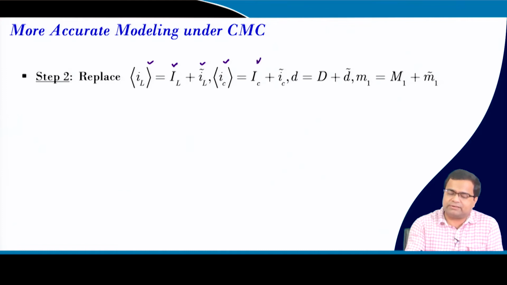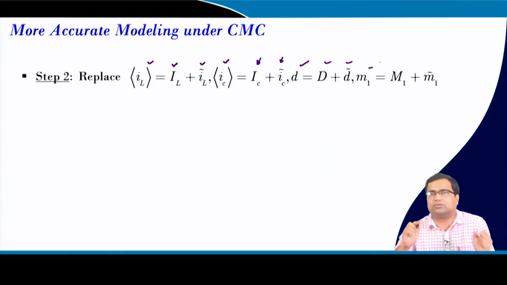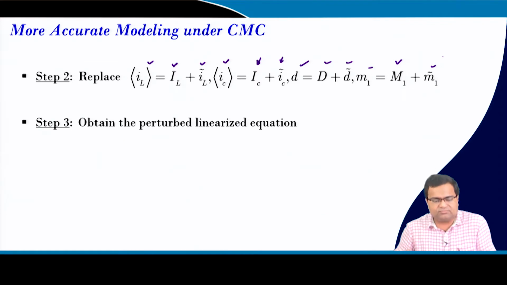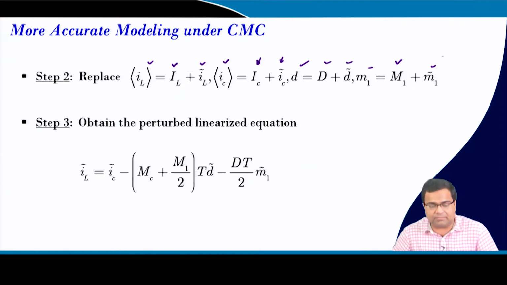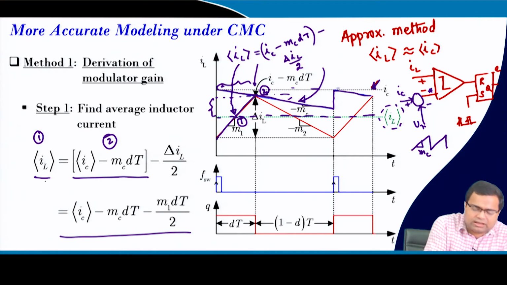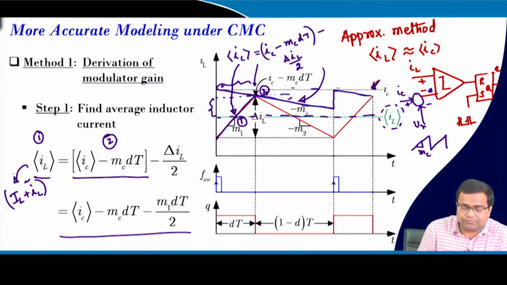So, it is the DC value and the perturbed value. Then the duty ratio can be replaced by capital D plus D perturbation, and the rising slope, we are only considering the rising slope, can be written as the capital value, that is the steady state value, and its perturbation. Then we want to obtain the perturbed value. So, if you go back, we will consider only perturbation, that means here it is IL plus IL perturbation. So, this is my quantity.